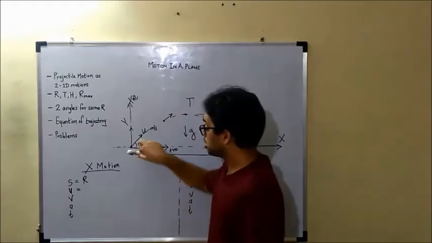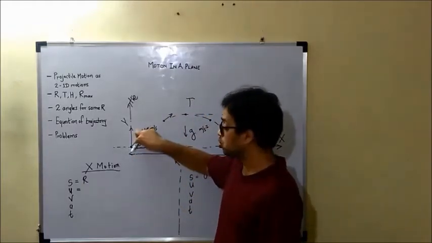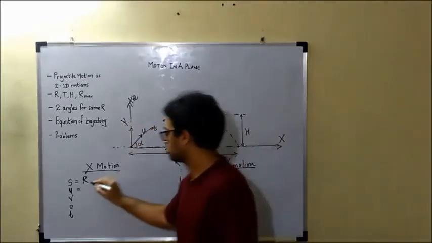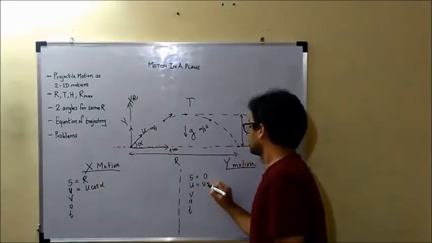So the horizontal component, that is the x directional component of this u, will be u cos alpha. The vertical component will be u sin alpha. So this becomes u cos of alpha. This becomes u sin of alpha.